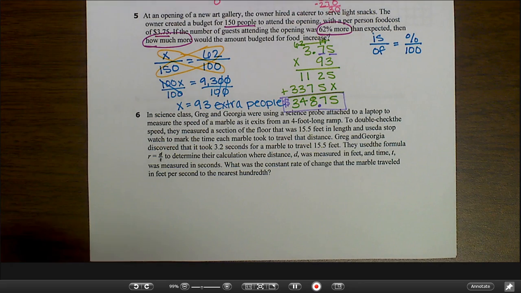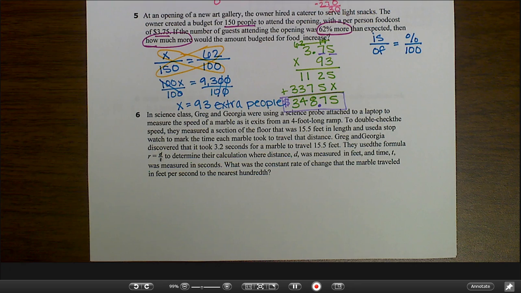Number 6. In science class, Greg and Georgia were using a science probe attached to a laptop to measure the speed of a marble as it exits from a 4-foot-long ramp. To double-check the speed, they measured a section of the floor that was 15 5/10 feet in length and used a stopwatch to mark the time each marble took to travel that distance. Greg and Georgia discovered that it took 3 2/10 seconds for a marble to travel 15 5/10 feet.